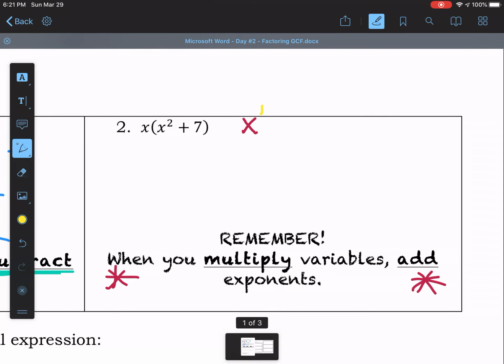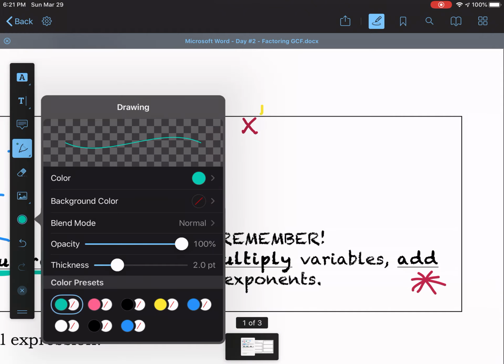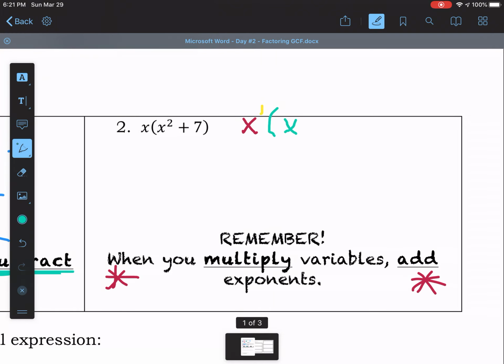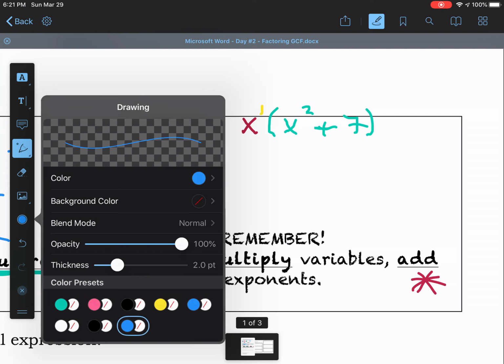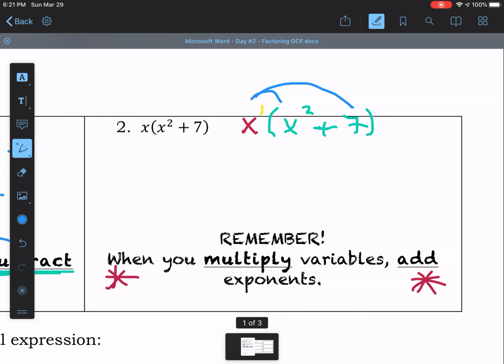So this has an invisible 1, okay? And now we've got parentheses x squared plus 7, okay? All right, so now we're going to distribute the x to the first into the x squared plus 7. So first when we do x to the first times x squared, we're going to add our exponents, so that gives us x cubed, okay, plus x to the first times 7, which is going to give us 7x, okay?